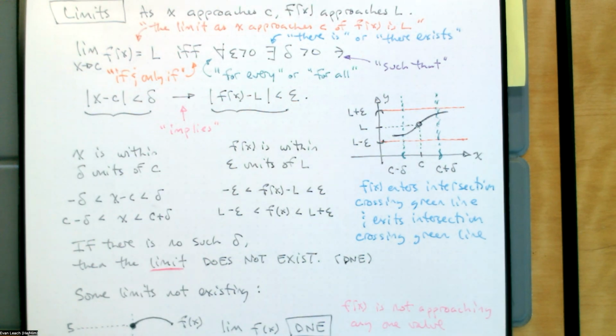Right. That's going to do it for today. That's the epsilon delta definition of a limit with some examples.